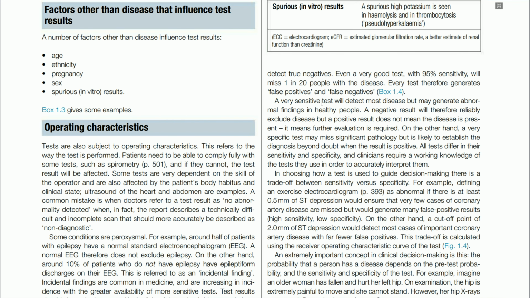A very sensitive test will detect most disease but may generate abnormal findings in healthy people. A negative result will therefore reliably exclude disease, but a positive result does not mean the disease is present. It means further evaluation is required. On the other hand, a very specific test may miss significant pathology but is likely to establish the diagnosis beyond doubt when the result is positive. All tests differ in their sensitivity and specificity, and clinicians require a working knowledge of the tests they use in order to accurately interpret them.